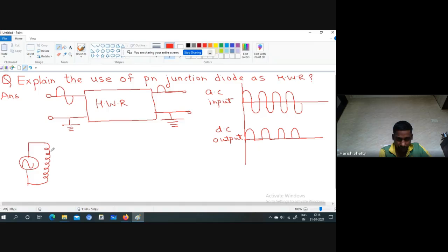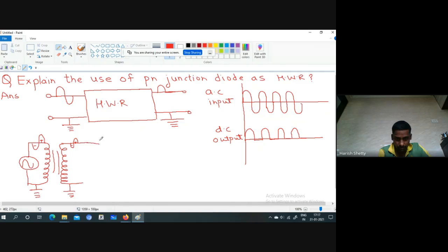This is the primary winding. Since this primary winding is done on an iron core, I have drawn two vertical lines over here because the windings are done on the iron core, and this is the secondary winding. Now you will find that this transformer will do the function of step down, that is, it will convert this high AC voltage into low AC voltage. So this bigger voltage is converted into a smaller voltage.